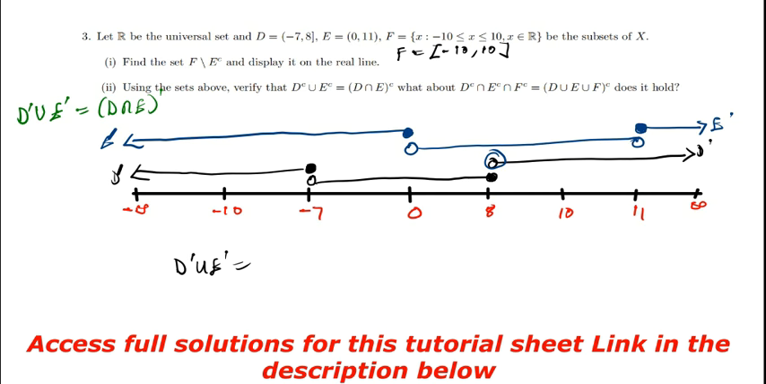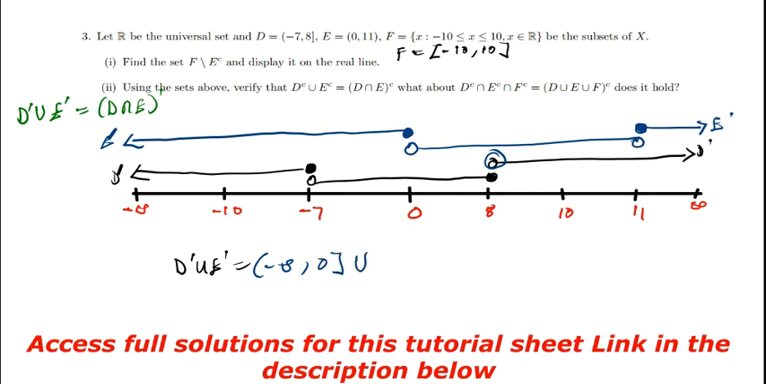E complement starts from 11 all the way to positive infinity. So this part has also been swallowed by D complement. Since we are just adding, we are not finding the intersection, so we're going to say our final result is going to be negative infinity all the way to 0. 0 is going to be closed.